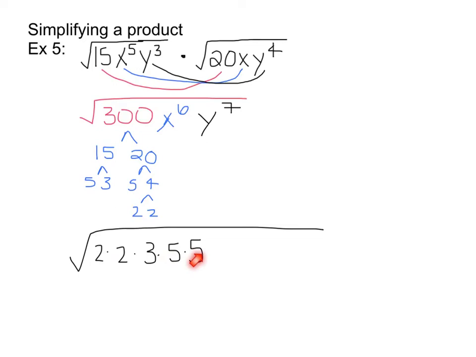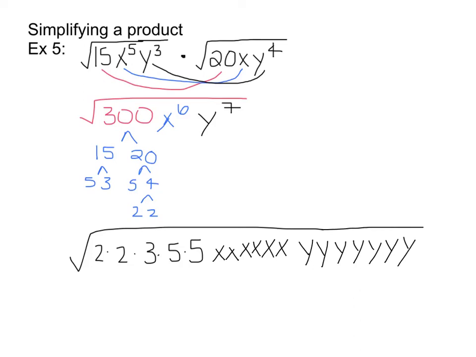And it does. All right, now I'm going to break down my x to the 6, means 1, 2, 3, 4, 5, 6 x's. And then y to the 7th, 1, 2, 3, 4, 5, 6, 7 y's. Okay? There is an invisible 2 that's out here. Remember, that means square root. So that means I need to circle 2 of the same numbers for it to come out in front. So this 2 comes out front.